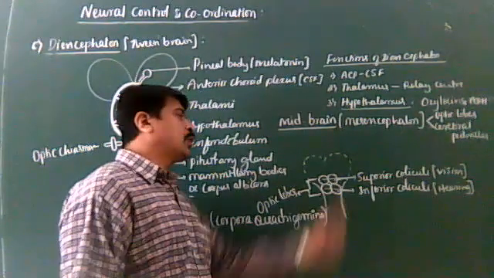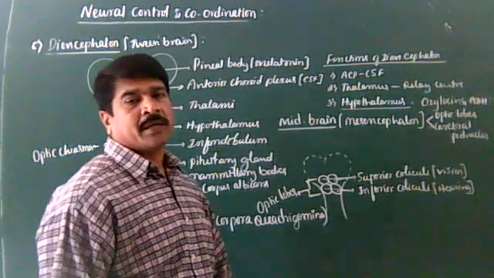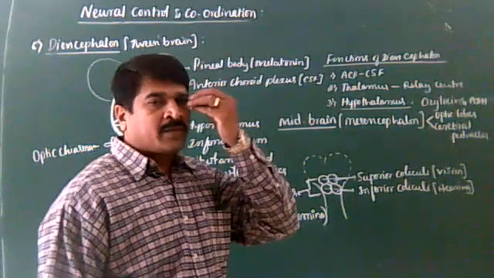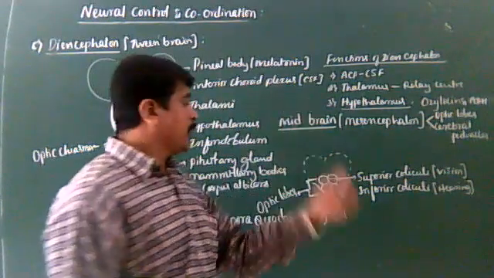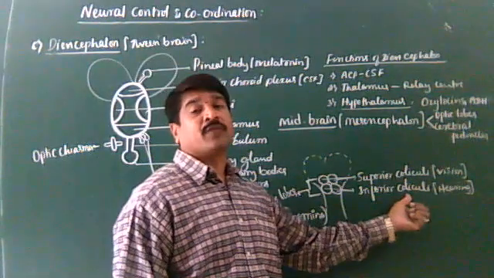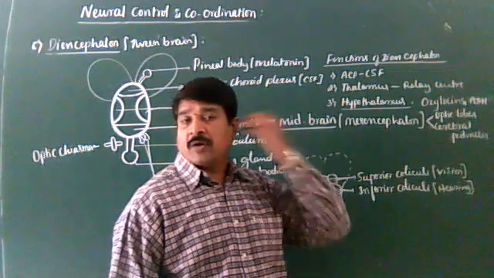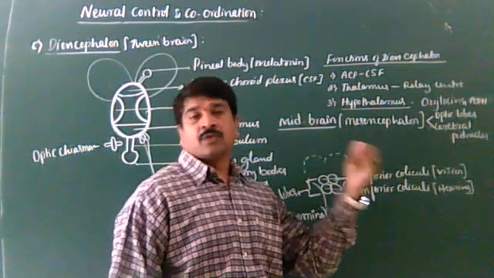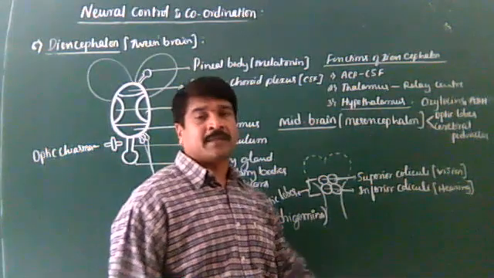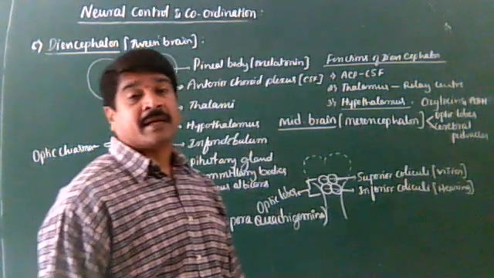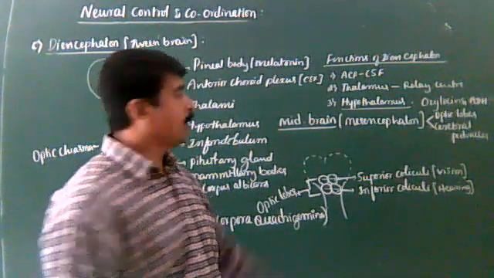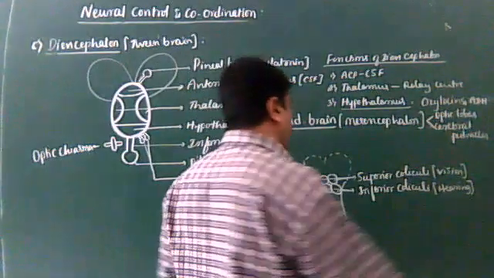The upper two lobes are called superior colliculi, concerned with visual reflexes. Lower two lobes are called inferior colliculi, concerned with auditory reflexes. So the main function of the midbrain is vision and hearing. Clearer? So these are the optic lobes. Now look at the book.